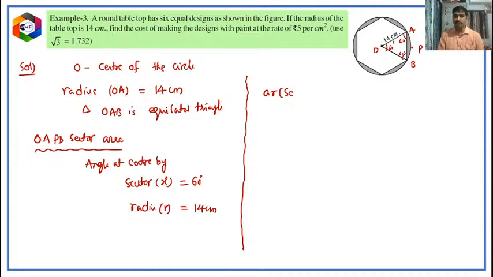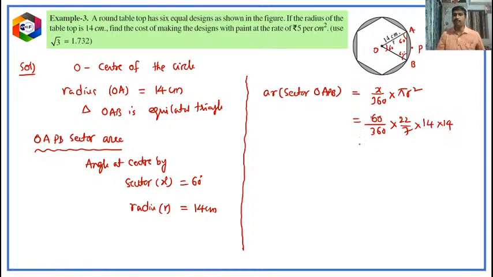what is the area of the sector? Area of sector OAPB is equal to, the formula is x by 360 into pi r square. x is 60 by 360 into pi value, which will be equal to, what is the pi value, children? So 22 by 7 into r square, r is equal to 14 into 14.